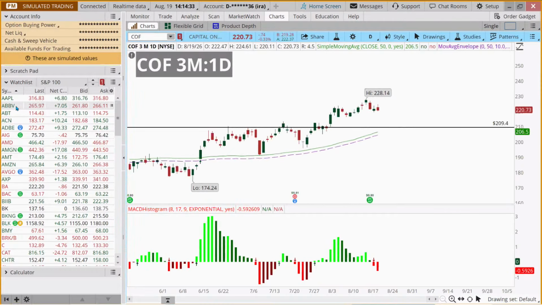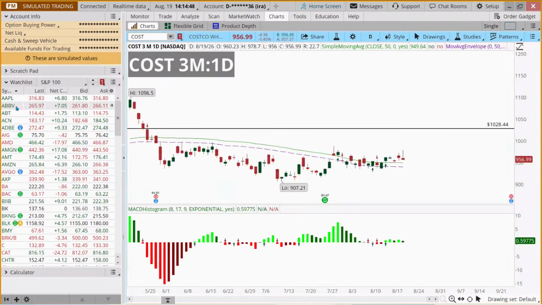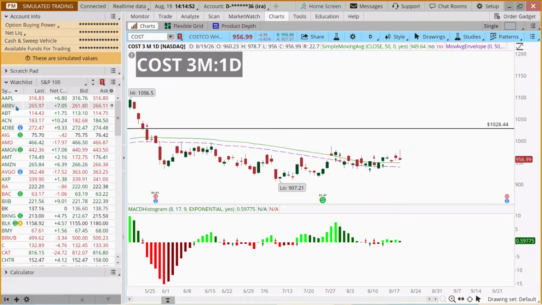COF. MACD's red. Done. COP. Stock's above the moving average. Moving average looks like it's rising. We bought this a few days ago. MACD turned green about 6, 7, 8 days ago. So not a new buy signal, but valid green arrows. Next, Costco. Now, this is another one. To me, it looks like the moving average is falling, so I would say this is not a valid buy signal, even though we have two green arrows.